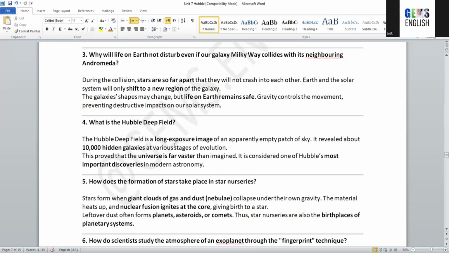The Hubble Deep Field is a long exposure image of an apparently empty patch of sky. It revealed about 10,000 hidden galaxies at various stages of evolution. This proved that the universe is far vaster than imagined. It is considered one of Hubble's most important discoveries in modern astronomy.